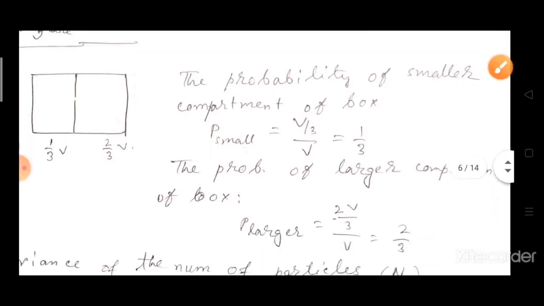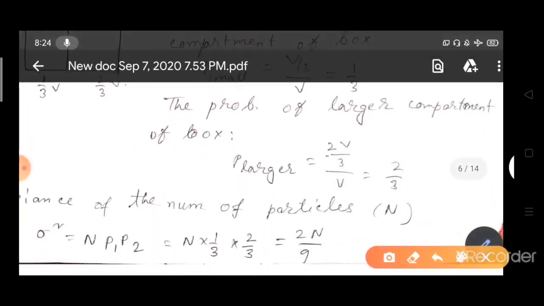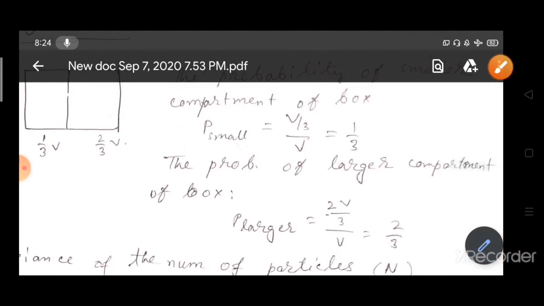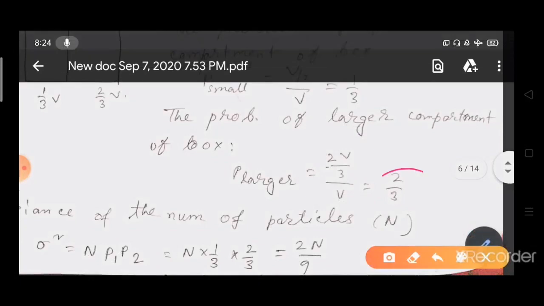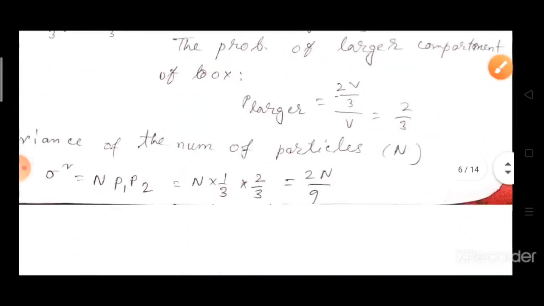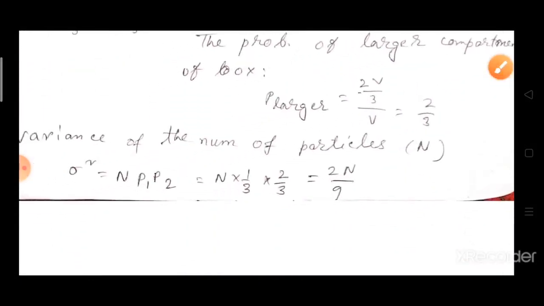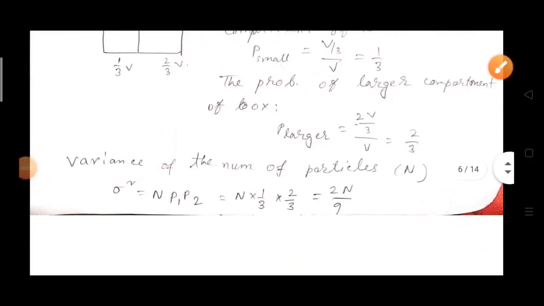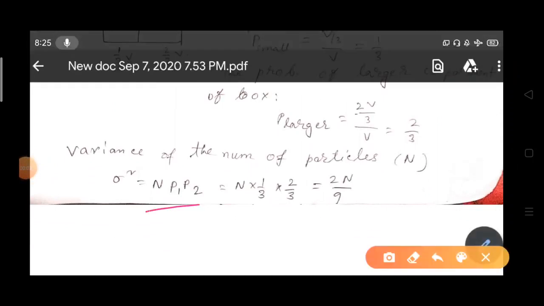Now the probability of the larger compartment of the box, p larger, should equal 2V by 3, the volume of that box, divided by the total volume of the box, V, that is 2 by 3. So the probability of finding the particle in the smaller box is 1/3 and in the larger box is 2/3. The number of particles is N. So the variance of the number of particles is sigma square, and sigma square equals N into p1 into p2.